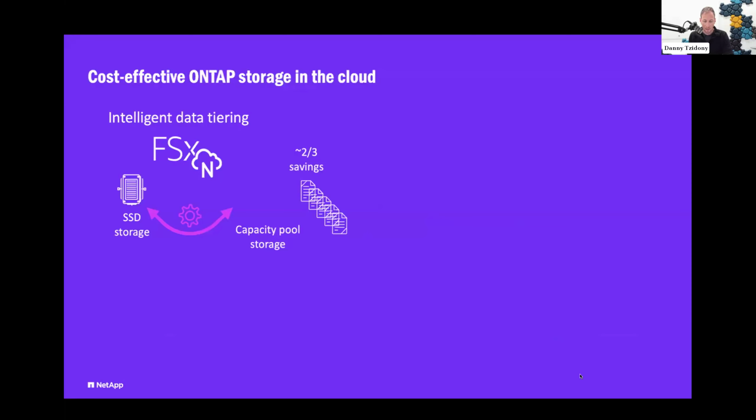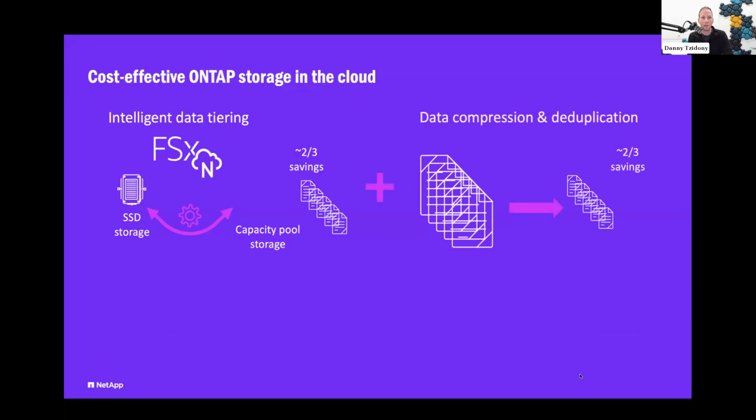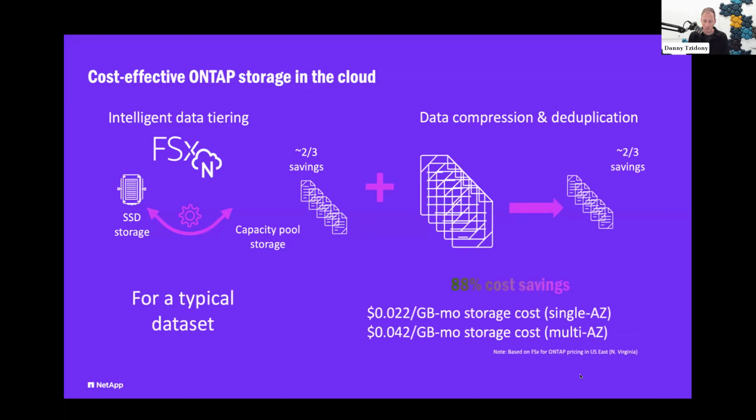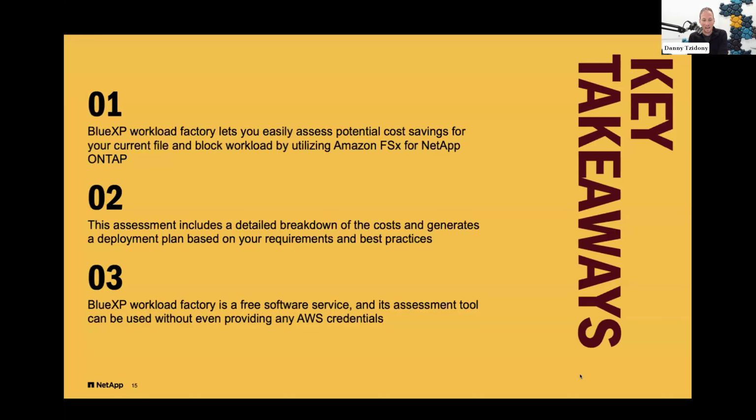In addition to that, there are built-in ONTAP features that come with ONTAP, like deduplication, compression, compaction, that reduce the data footprint itself. So depending on the use case, it can also save quite a bit. Once again, these calculations were made in US East, that's North Virginia. For those who don't know, different regions in AWS have different prices. So it's also something to remember when planning your deployment.